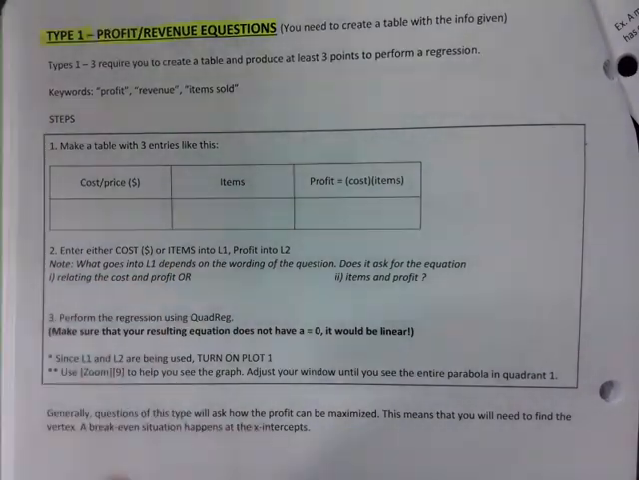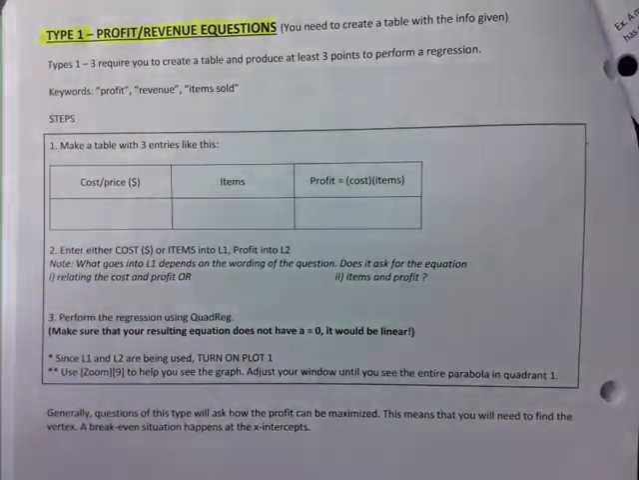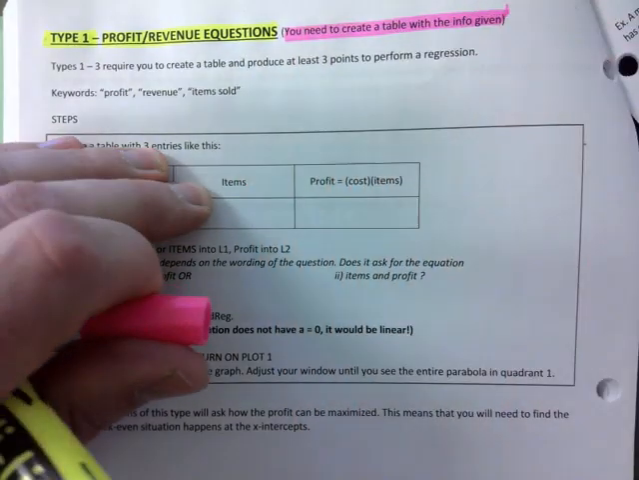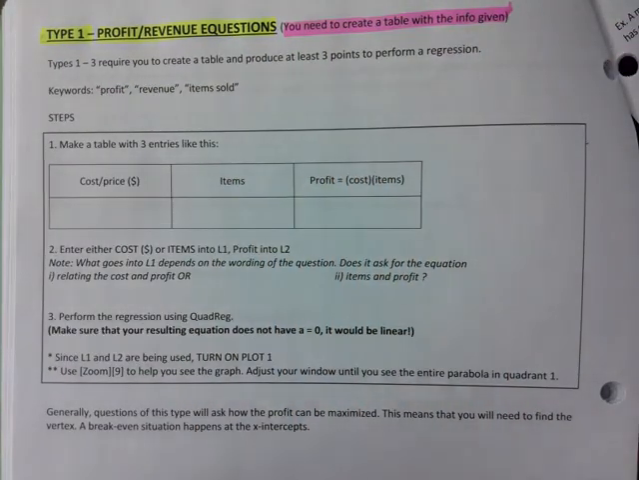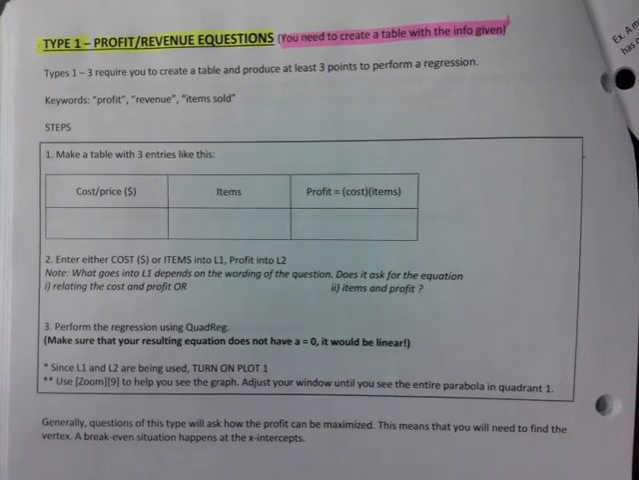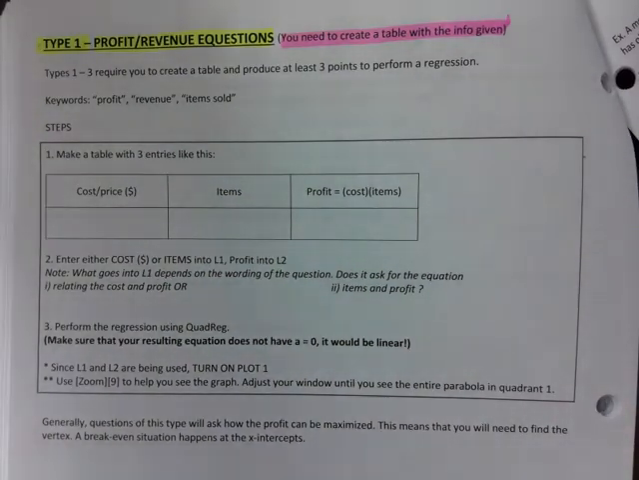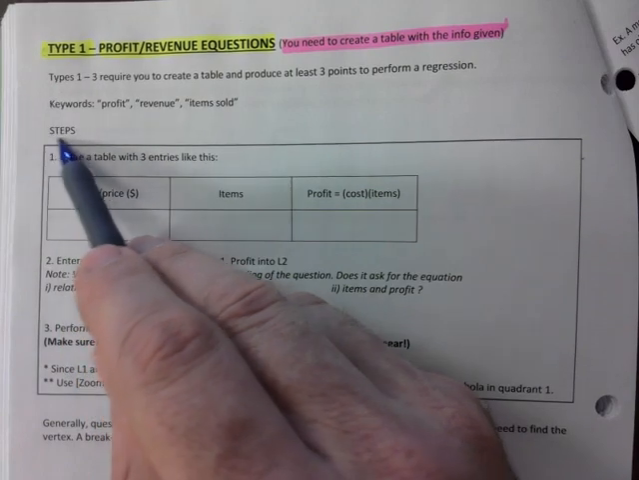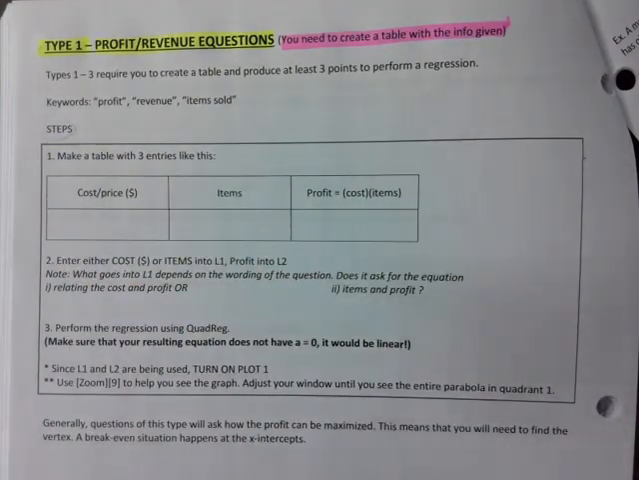And what's different about these other types, you need to create a table with the info given, right? You're going to have to make your own table. Quite often I provide it, but if not, then you know that it's supposed to, like, these are general steps.